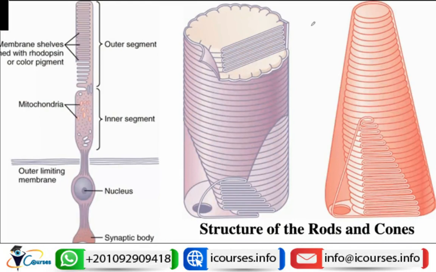Here again, a section showing the structure of rods and cones. You can see that this is the rod, showing a disc and a disc and a disc and a disc. So this is called the outer segment of the rod. And this is the cone, showing the outer segments of the cone, also with multiple discs. So the visual pigments are present as transmembrane proteins here and there.